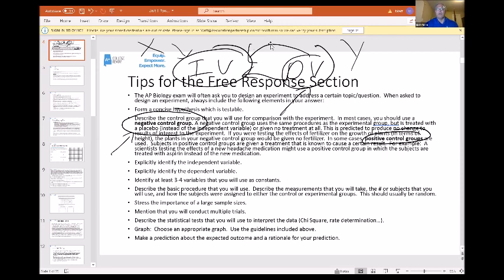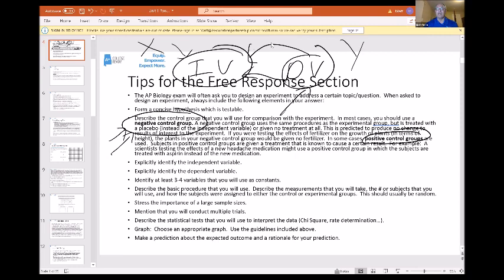For example, maybe you're looking at, again, the fertilizer example with plants. So instead of giving them the fertilizer that you're actually testing in the study, maybe you give them a different brand of fertilizer that you know works, just to show that it's the fertilizer and not the plant that's affecting the outcome. But by far, the most important kind of control group you need to worry about is a negative control group. It is one that is not exposed to the independent variable.